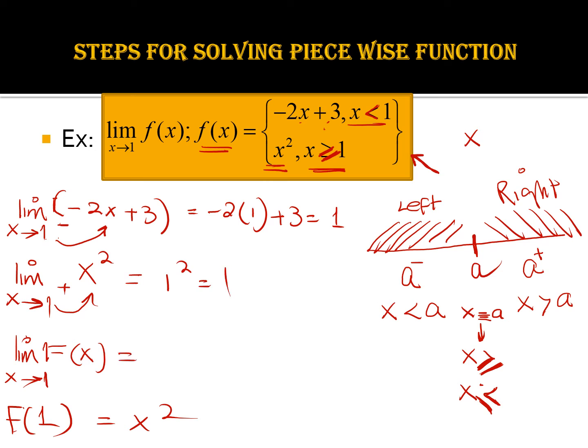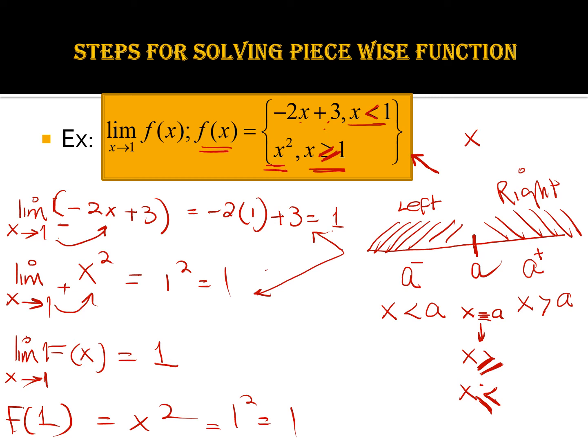Now look, compare the left hand side and right hand side. They are equal. So you can say that the limit exists at 1. If they are the same, you will write 1. If they are not the same, you will write that the limit from both sides does not exist. Now for f of 1, just replace x by 1 over here. So 1 squared, which equals 1.